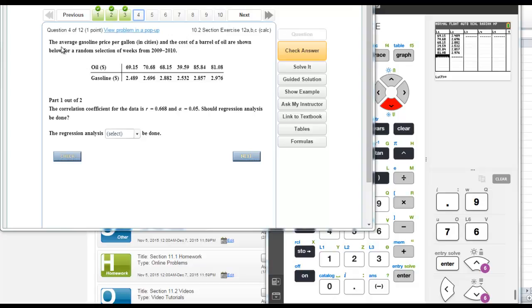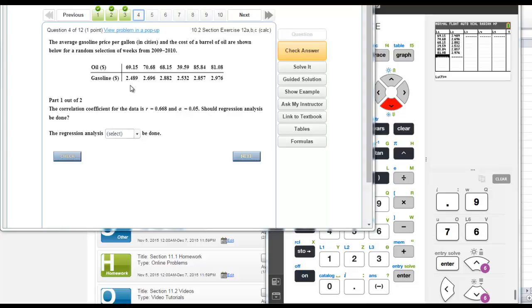Suppose that we are given this problem: the average gasoline price per gallon in cities and the cost of a barrel of oil are shown below for a random selection of weeks from 2009 to 2010. We have a data set here that consists of two variables: the cost in dollars of a barrel of oil, and the cost in dollars for a gallon of gasoline. And we would expect that as the price of a barrel of oil increases, so then would the price of a gallon of gasoline. And the job here is to actually quantify this relationship.